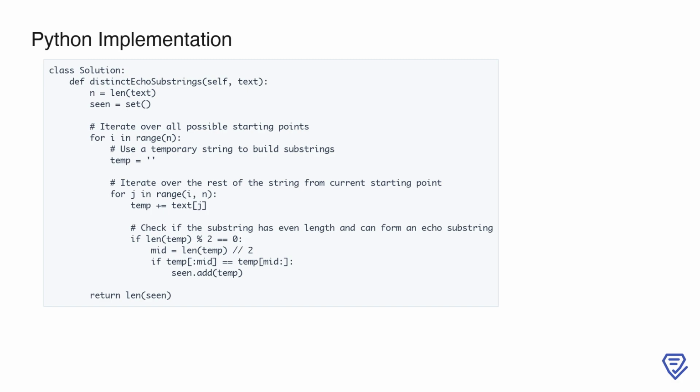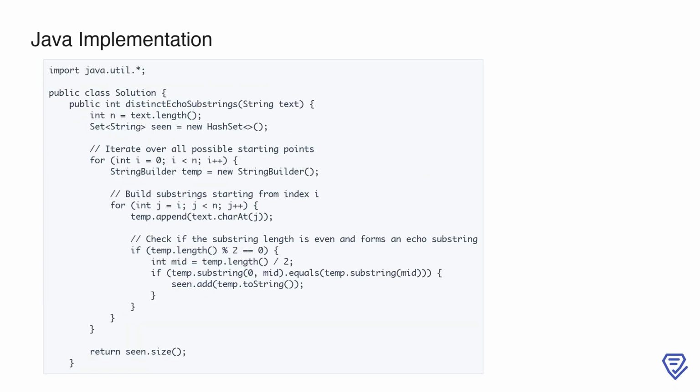This approach ensures correctness by explicitly checking every substring and utilizes a set to handle duplicates efficiently. The time complexity is approximately O(n cubed) for the nested loops, which is acceptable for the constraints of the problem. Here, we start with the Java implementation of the distinct echo substrings problem.